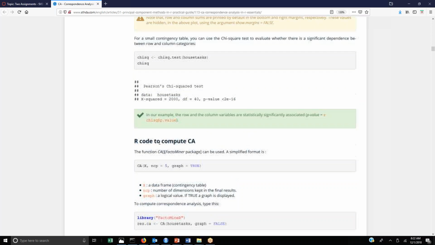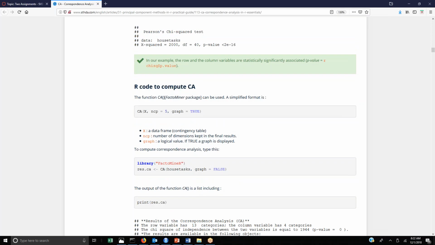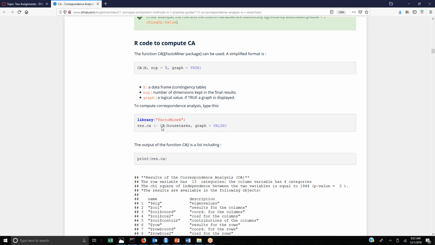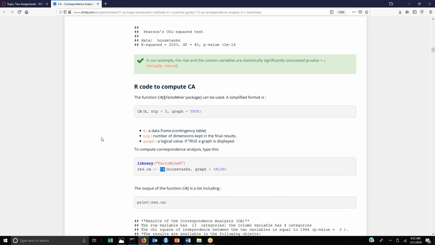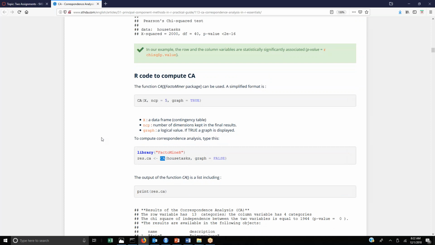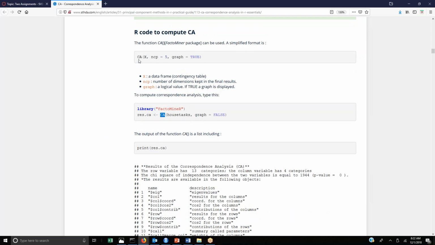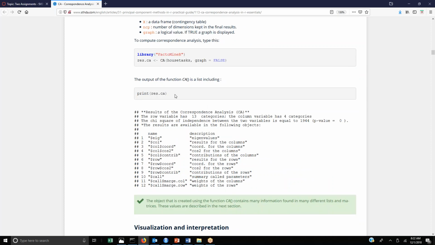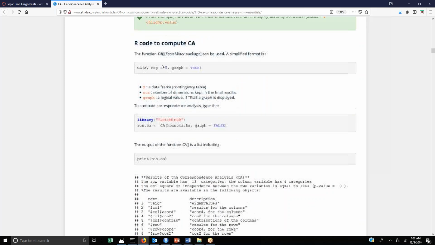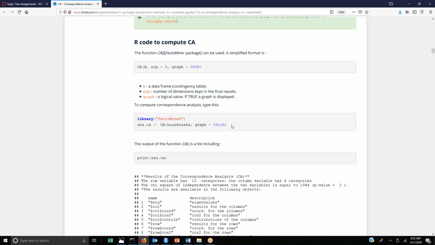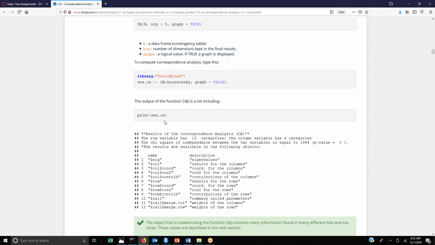There is a package FactoMineR, and we can use FactoMineR to do the correspondence analysis. This is the way we have to call it. This is the data matrix. How many principal axes do we need to keep? Principal dimensions, and whether we want a graph or not. If I call it, I don't have to even specify the principal dimensions. That's only optional. So when I call it, I get these results.